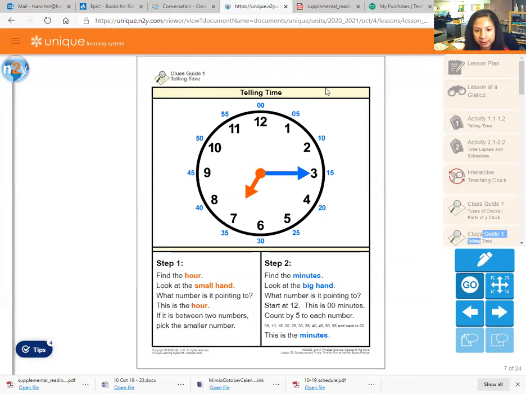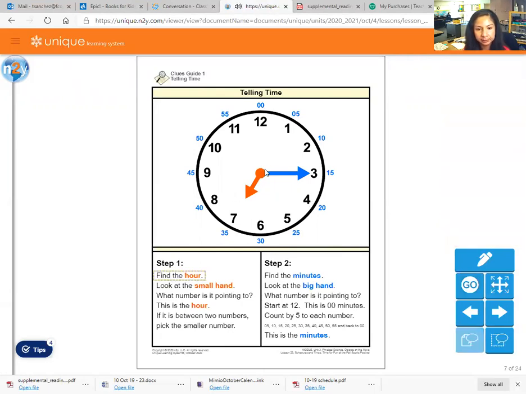So here's our clock. This is our analog clock, okay? An analog clock means it's just a clock that has the hands. It has an hour hand, which is the shorter hand, and the minute hand, the longer hand, okay? So first, find the hour. Look at the small hand, which is the red hand. What number is it pointing to? This is the hour.